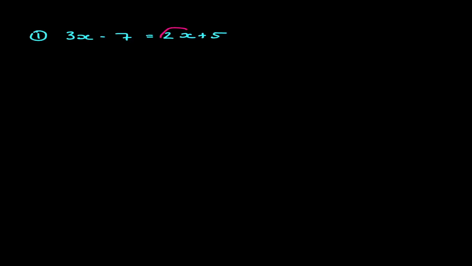So what we want to do is bring anything that's got an x to one side. So this 2x we're going to bring to the left hand side. And anything that's got a number we want to bring to the other side. So this -7 we want to bring to the right hand side.